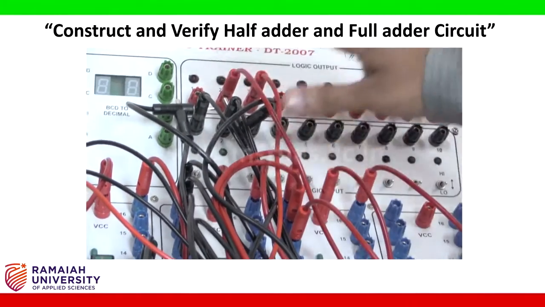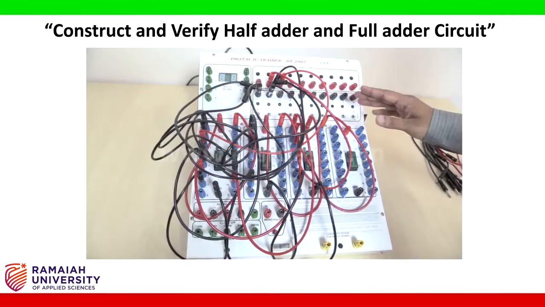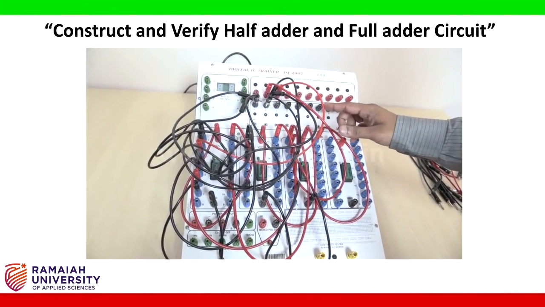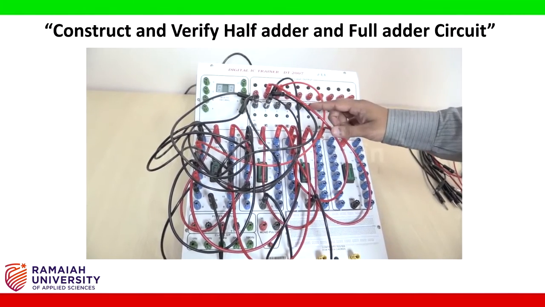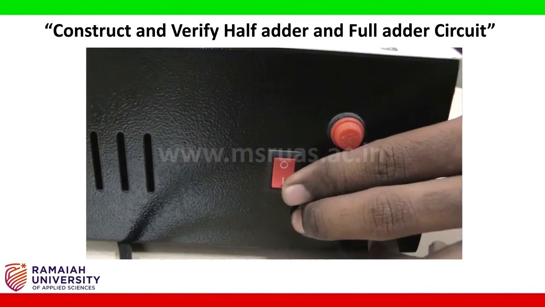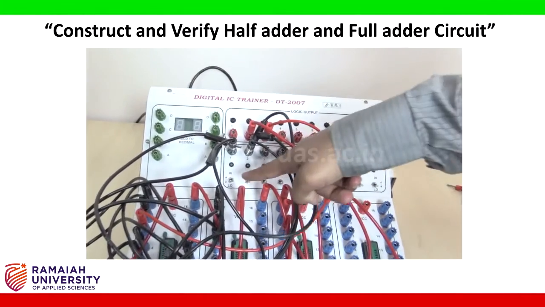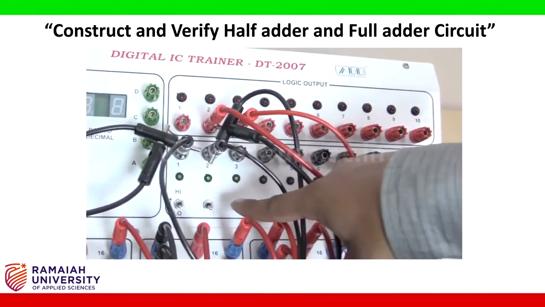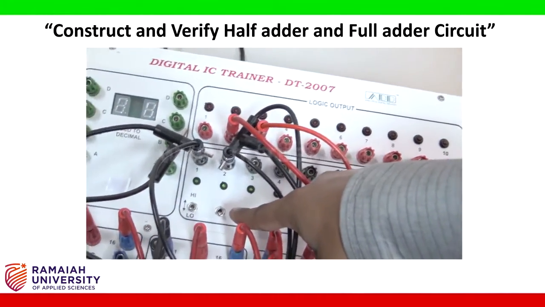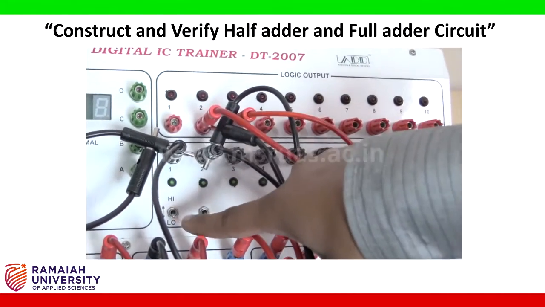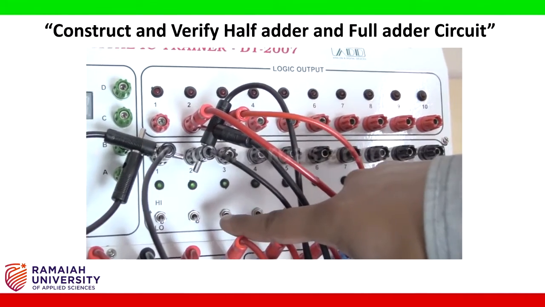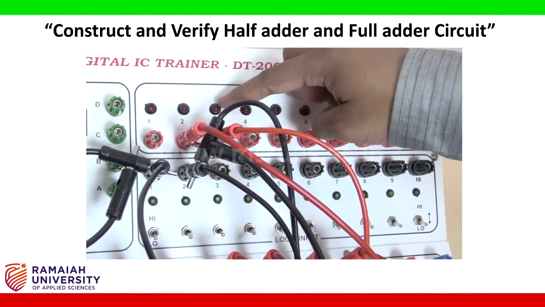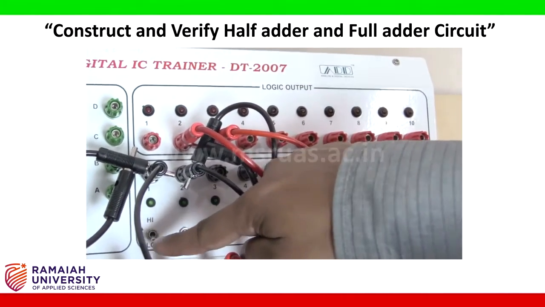Now we have completed the circuit connections. Let us verify the truth table of the half adder circuit. Before verifying the truth table, turn on the power supply to the kit. These are the two inputs. The first toggle button represents A and the second toggle button represents input B. Whenever the inputs are 0 0, that means A and B are 0 0, sum will be 0, carry also will be 0. Now I will make the input 0 1.